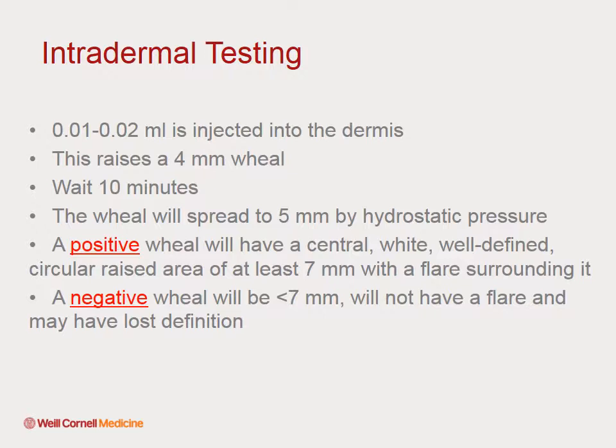Now, a positive wheal has a central white, well-defined circular area, at least 7 millimeters, so that's 2 millimeters more than what we would consider a negative wheal, generally with a flare surrounding it, although we don't measure the flare as part of the testing procedure. Now, a negative wheal is going to be anything less than 7 millimeters. It generally does not have a flare, and it kind of loses its definition.